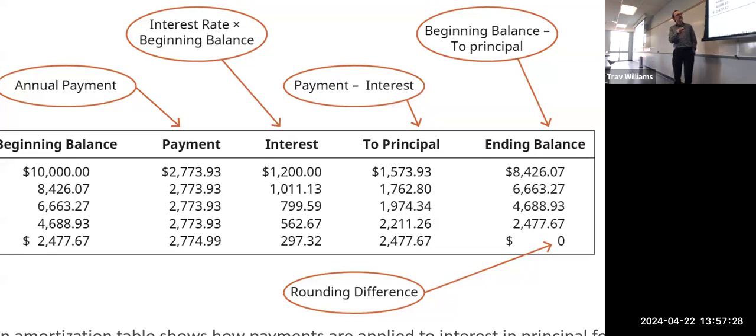We see a fixed payment amount for all 5 years. But look at what's happening with the interest. Out of every payment, they're paying less and less interest because their principal has come down. So the amount of interest that they have to pay goes down. And because they're paying less interest with each payment, the amount that they're paying towards their principal is going up.